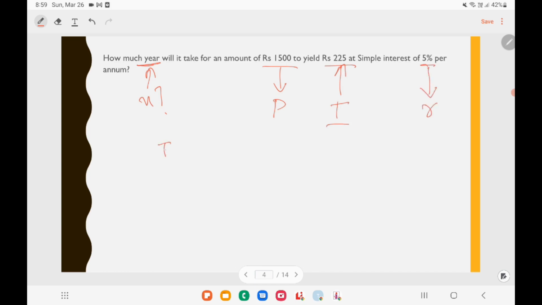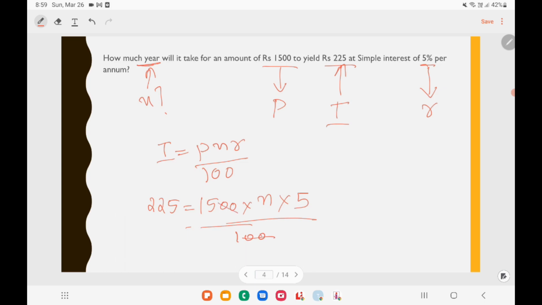So let us find out. Here I is equal to PNR by 100. Here I is 225. So 225 is equal to P, which is 1500, into N, which we need to find out, into R, which is 5, divided by 100. So the zeros will get cancelled. Now 15 and 5 I am taking to the other side. Then N is equal to 225 divided by 15 into 5. So this becomes 45 by 15, which is equal to 3. So after 3 years, the amount 1500 will yield rupees 225 if you are putting it at a simple interest of 5%. So this is how you need to use this formula.